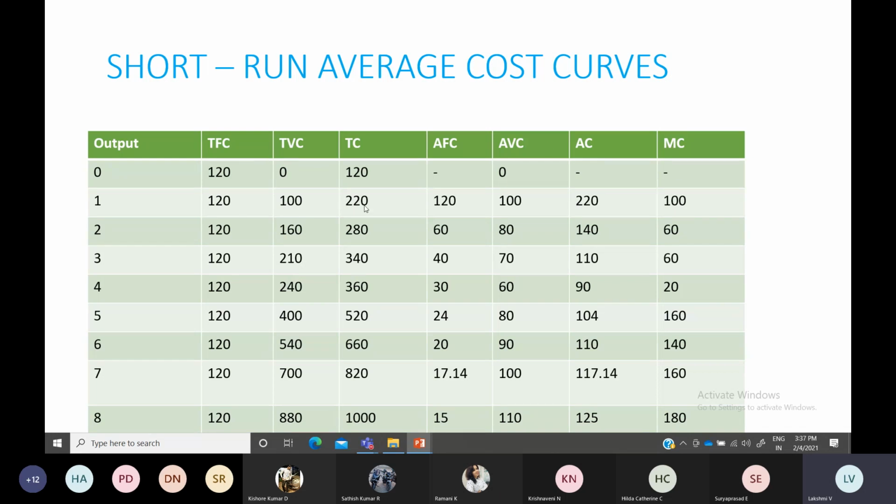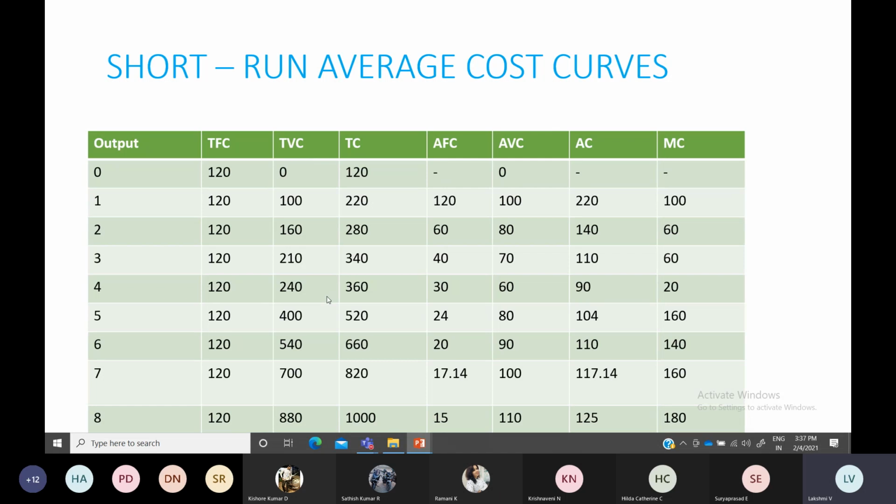Marginal cost: you subtract the total costs. First you put it as nil. For the second one, 220 minus 120 is 100, 280 minus 220 is 60, 340 minus 280 is 60, 360 minus 340 is 20, 520 minus 360, like this you will subtract. Then you will form the marginal cost column.